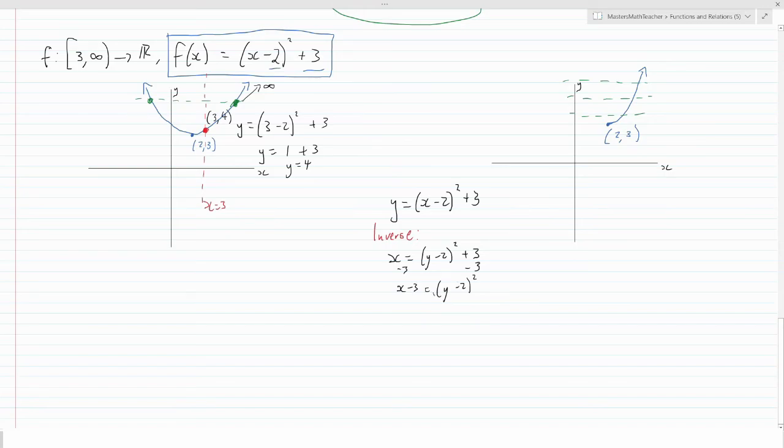Now we take the square root. Now remember, whenever we take the square root, we have to do plus or minus. It was y minus 2. And finally, we get 2 plus or minus the square root of x minus 3. That's by adding the 2 across. Equals y.